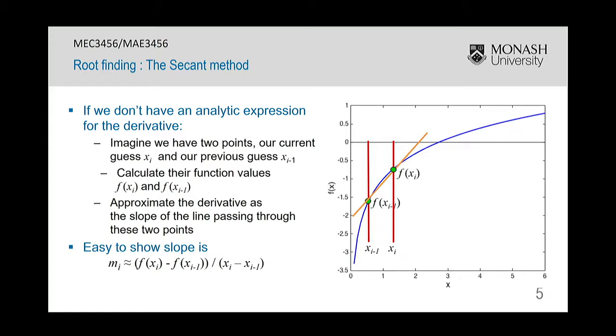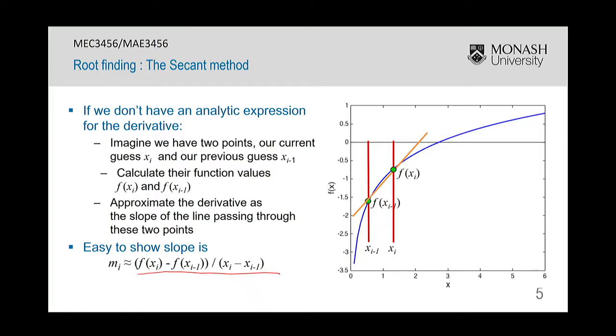Now, it's very easy to show that the slope generated by this method is given by, approximately, the difference in the function values, f of xi minus f of xi minus 1, divided by the differences in x values, xi minus xi minus 1. That's just the rise over the run, and it's based on this triangle here. So you can easily calculate that the slope is approximately equal to that thing there.